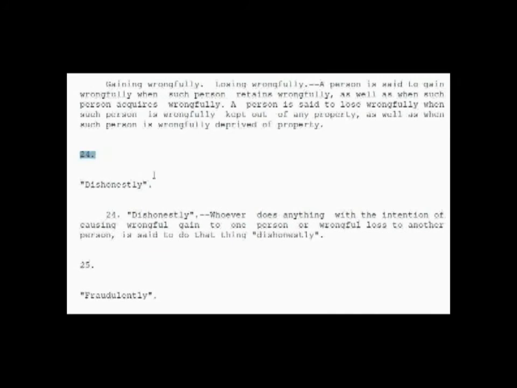Section 24 talks about dishonestly. It means that any person who acts with intent to cause any wrongful gain or wrongful loss to any person will be considered as doing it dishonestly. Section 25 talks about fraudulently. If any person does anything with intent to defraud any other person, the doing of that thing will be considered as fraudulently.